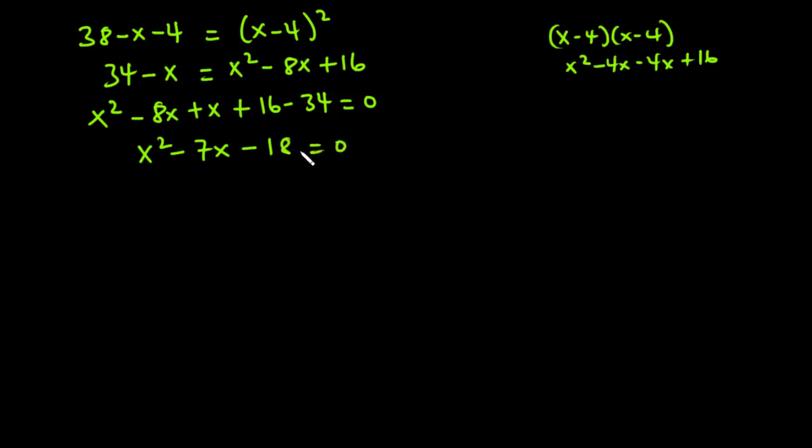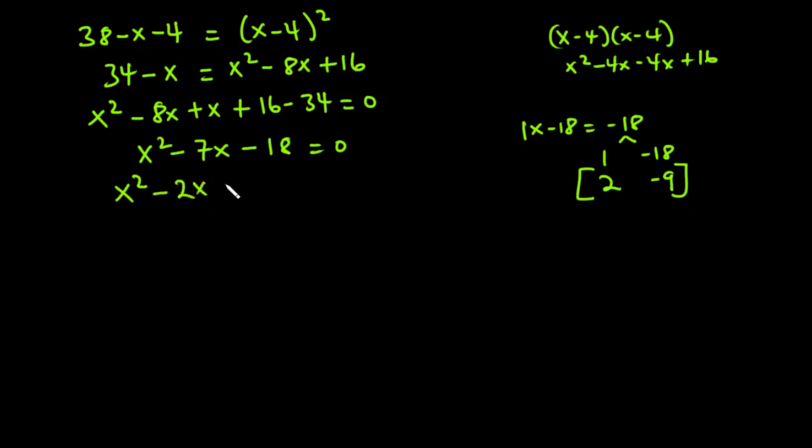So now we are going to perform some factorization. So basically we are going to multiply the coefficient of the x squared term by the constant. So we have 1 times negative 18, which is negative 18. Now factors of negative 18, we have 1 and negative 18, 2 and negative 9. Now when we multiply 2 and negative 9, we have negative 18, and when we add 2 and negative 9, we have negative 7. So basically we are going to use 2 and negative 9. So we have x squared minus 2x plus 2x minus 9x minus 18 equals 0.